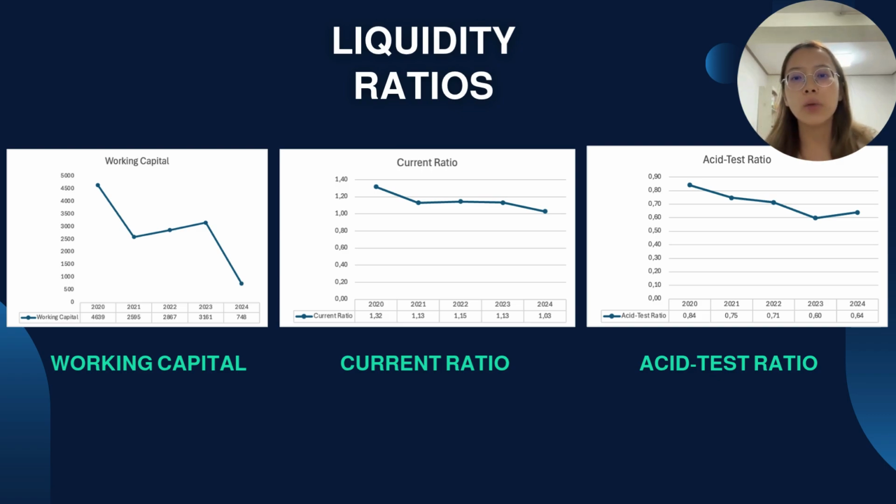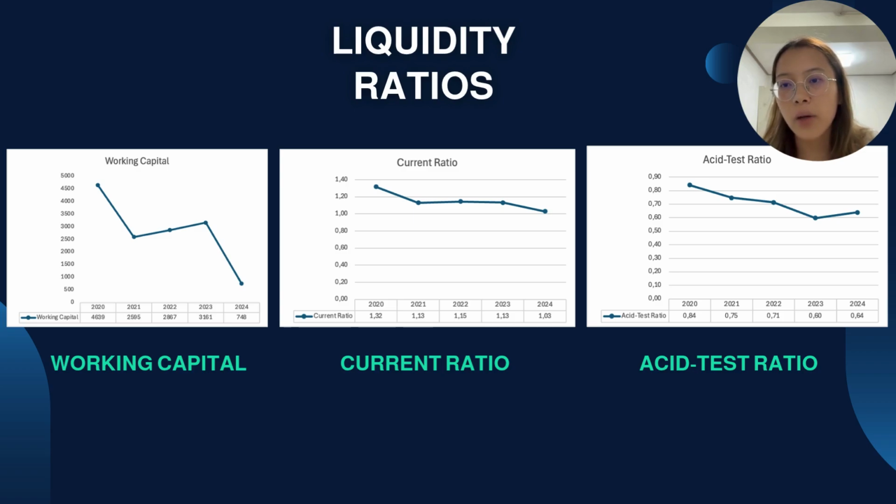Now let's talk about the liquidity ratios. The first one is working capital. It is the difference between current assets and current liabilities. A positive figure means the company can cover short-term debts. From 2020 to 2024, Coca-Cola's working capital has shown noticeable fluctuations. It started high at 4,639 million in 2020 and then declined over the next 3 years, indicating a tightening in short-term liquidity.